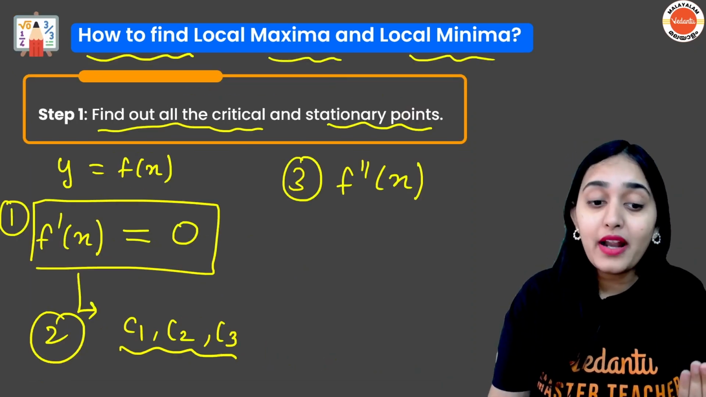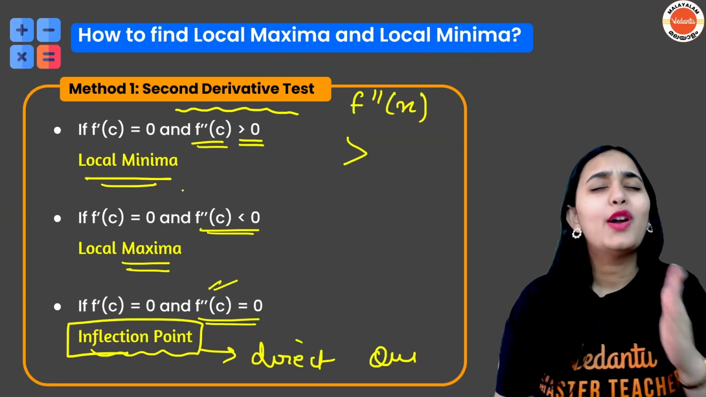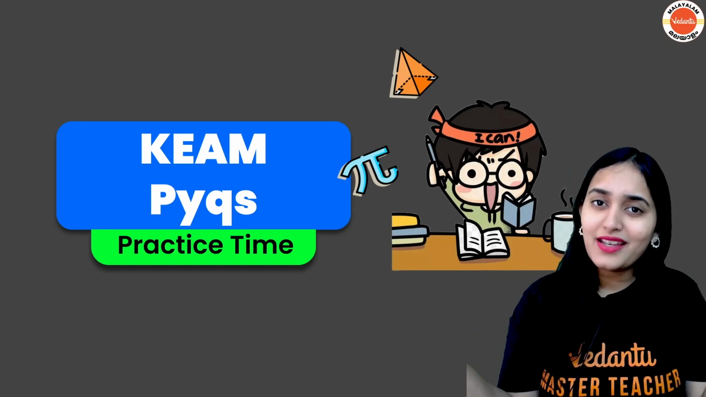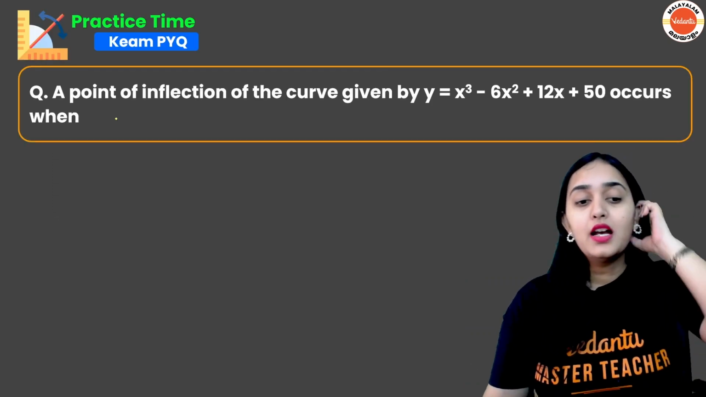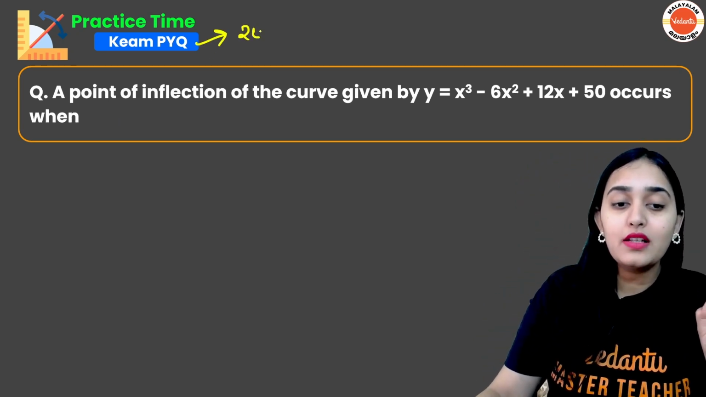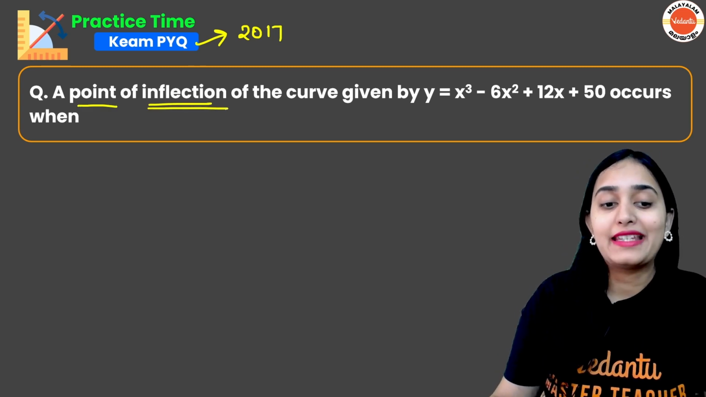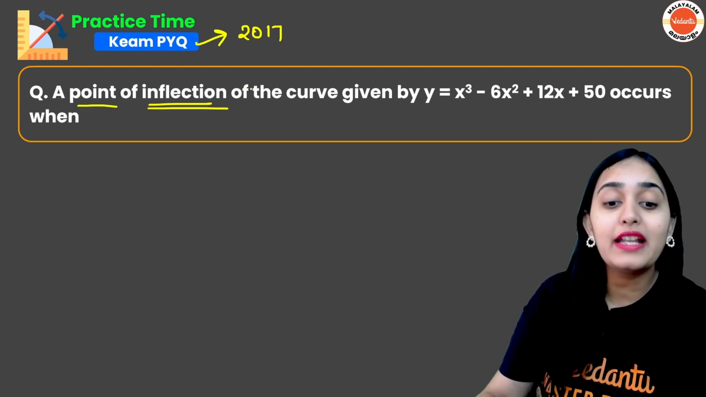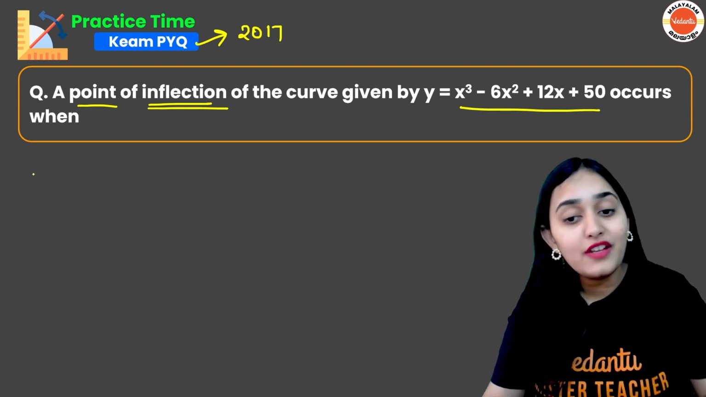How do you get that point? You get that point from f dash x. Now, if you are not understanding all this, don't worry. Let's do previous year questions. You will understand how the question will come. See, a direct question has come in the 2017 question paper. The inflection point for this curve is what? How will you find out?